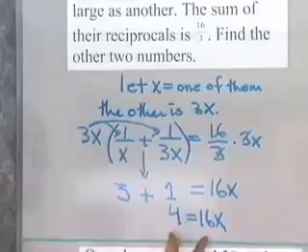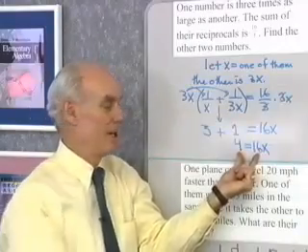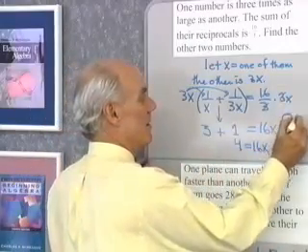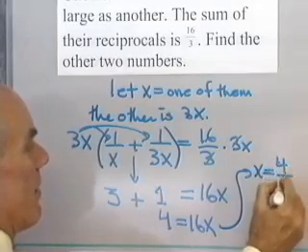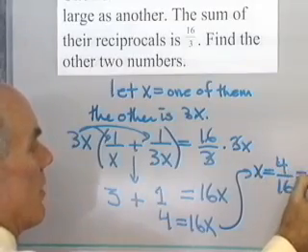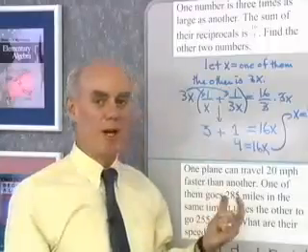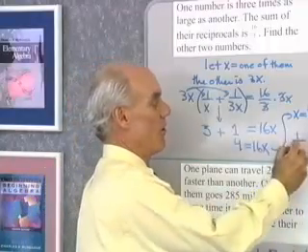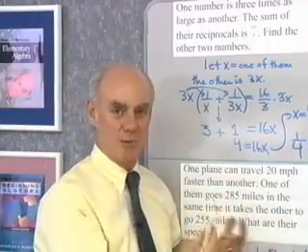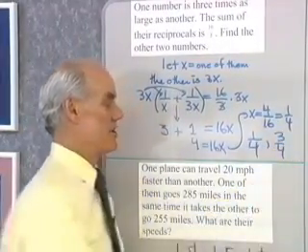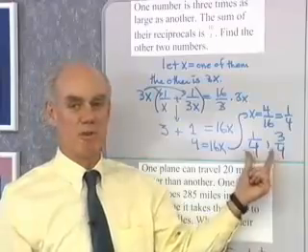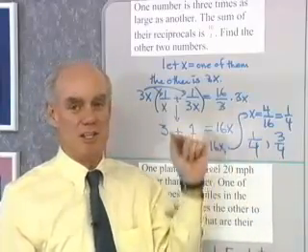I divide both sides of this by 16, and I'm going to end up with, over here, x equal 4 divided by 16, which is 1/4. So one of my numbers turns out to be 1/4, and the other number turns out to be 3 times that, which is 3/4. And the sum of the reciprocals of 1/4 and 3/4 turns out to be 16/3.